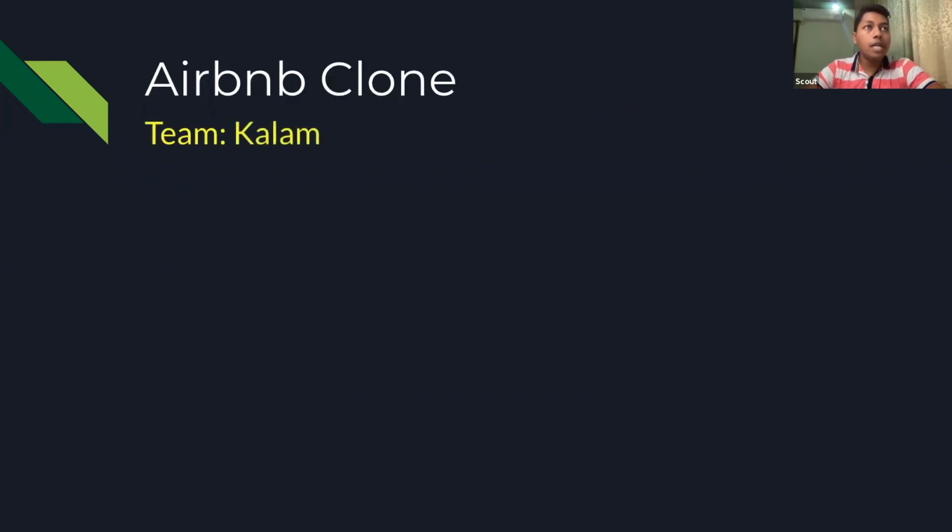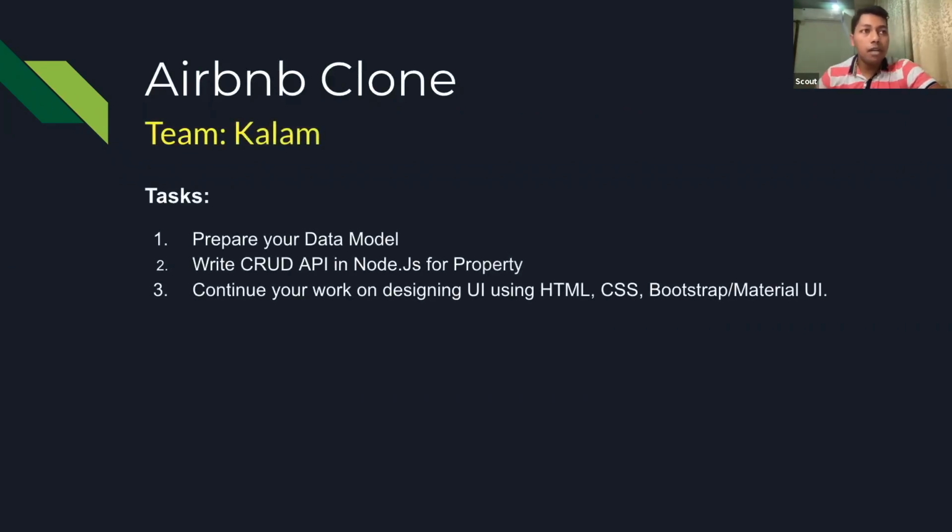Third, for the Airbnb clone, team Kalam, if you are listening, again the same set of instructions: prepare a data model, then write CRUD API for the property model. So you define the property model, what entities the properties can have. You go and do research on Airbnb, what entities the property model has. You take a note of that, and you map your data model and create your first set of APIs.